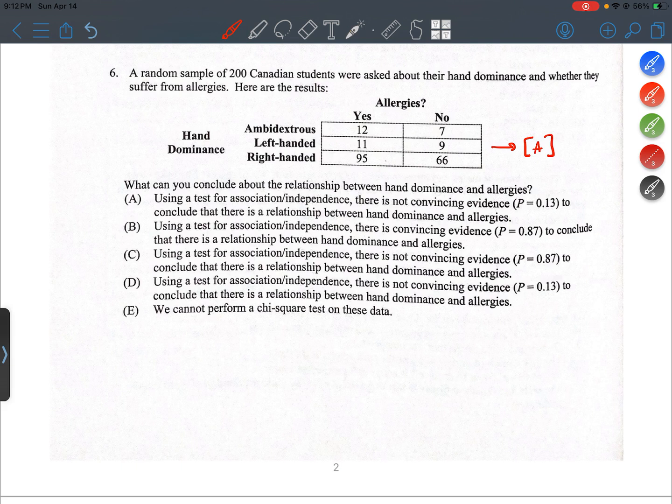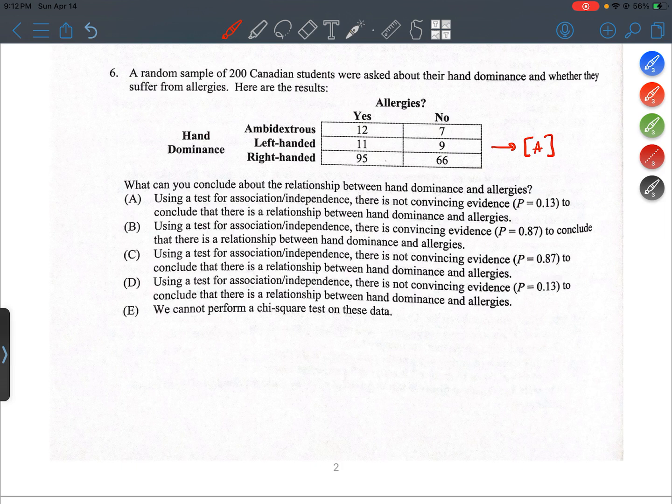All right, so to get to the matrix menu, you press second, and then the X-1 button. You scroll to the right to the edit submenu, choose matrix A, and we're going to go 3x2, and then start typing in all the data. So 12, 7, 11, 9, 95, and 66.